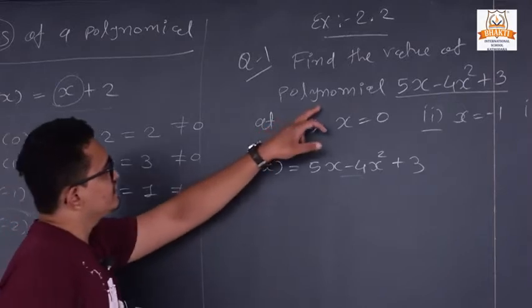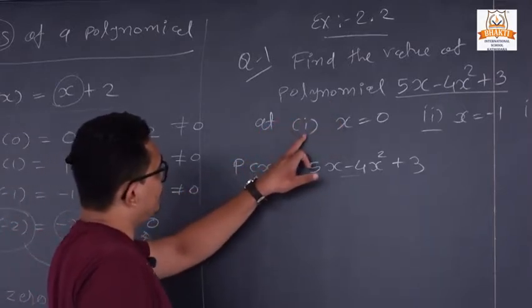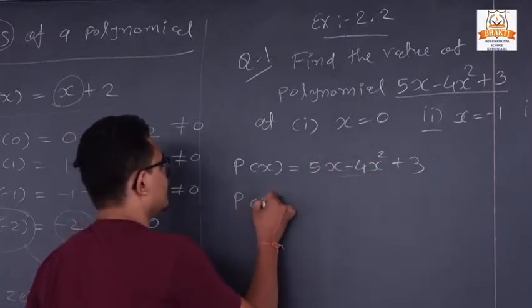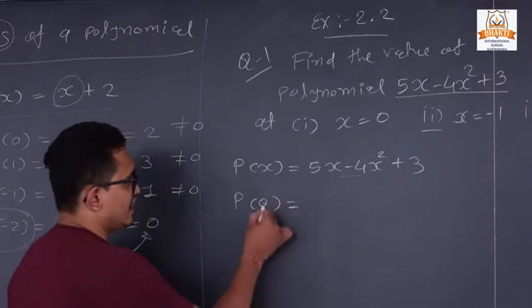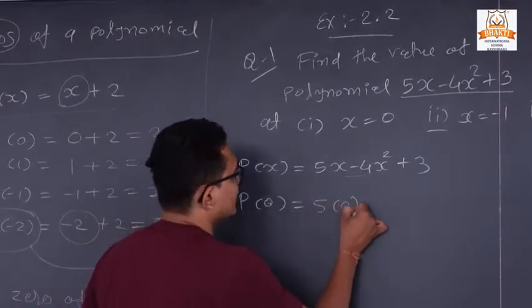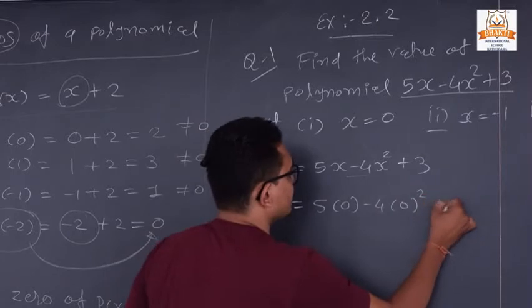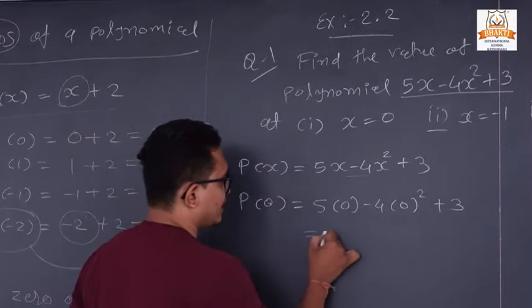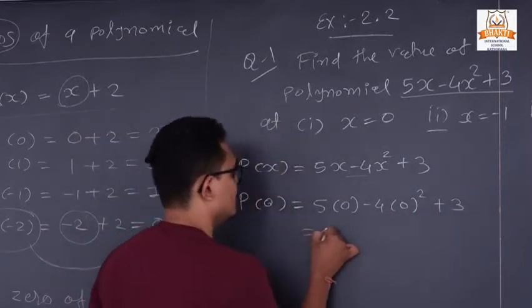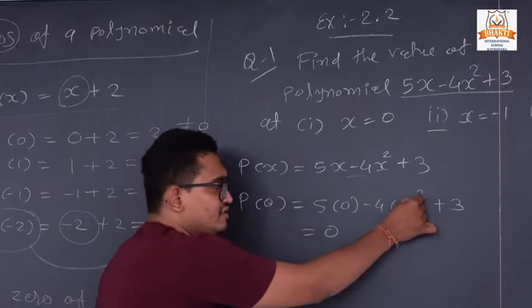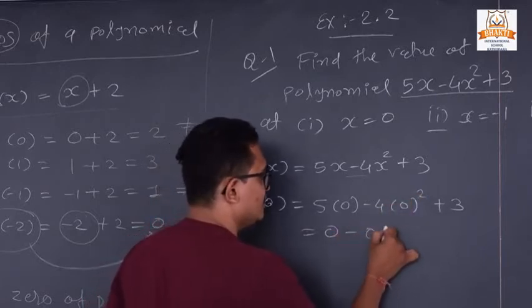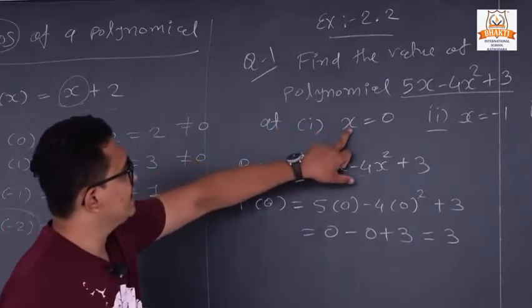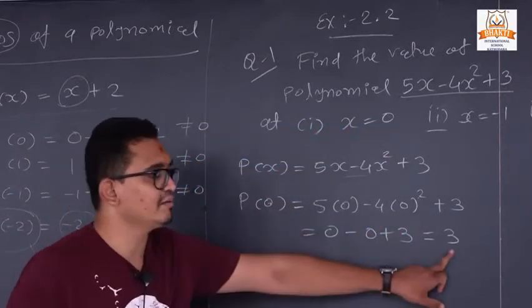Next, we want to find the value for first x is equal to 0. So first of all we will put x is equal to 0. Now x is replaced with 0. So we can write 5 into 0, minus 4 into 0 square, plus 3. 0 into 5 will be 0. Then 0 square is 0, 0 into 4 is again 0, plus 3. So the answer is 3. If we replace x with 0, our polynomial value becomes 3.